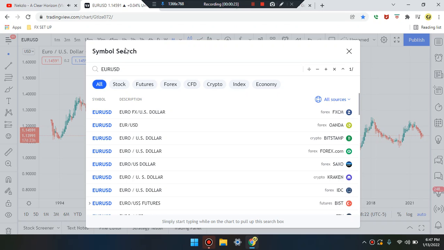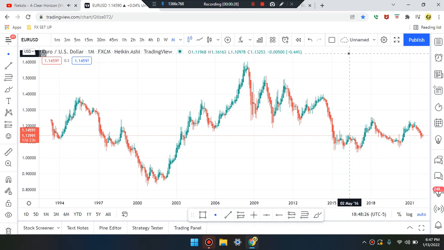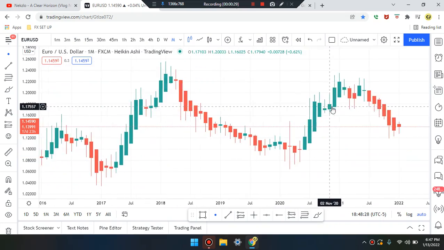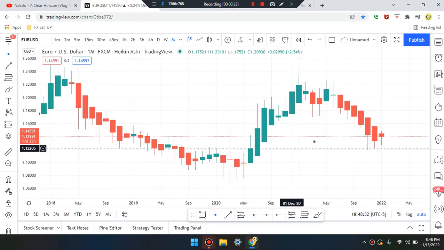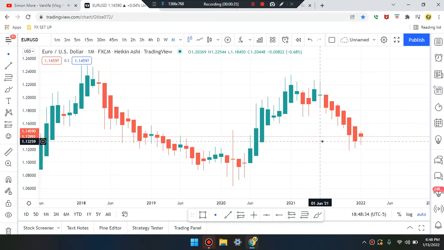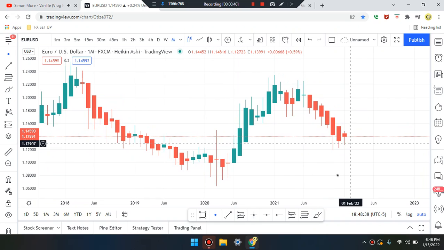Okay, guys, we are marking up EUR/USD. Let's take a look at what's going on in the market. I'm going to head over to the monthly time frame. We are on the monthly time frame. Head over to price action.